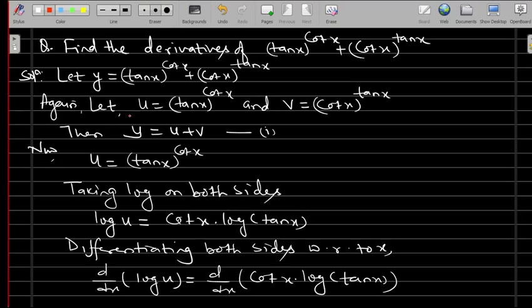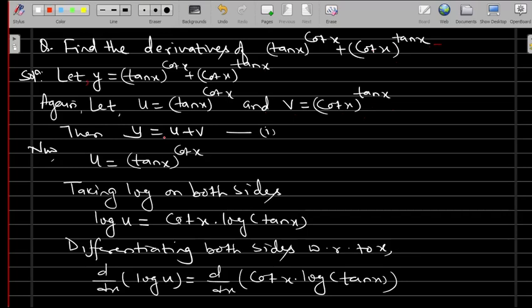Now the last question is: find the derivative of tan x to the power cot x plus cot x to the power tan x. In this case also, equal to 1 or 0 is not given in any form, that's why we have to suppose y equals tan x to the power cot x plus cot x to the power tan x. Again we suppose the first term is u, tan x to the power cot x, and the second term is v, cot x to the power tan x. Then y equals u plus v.